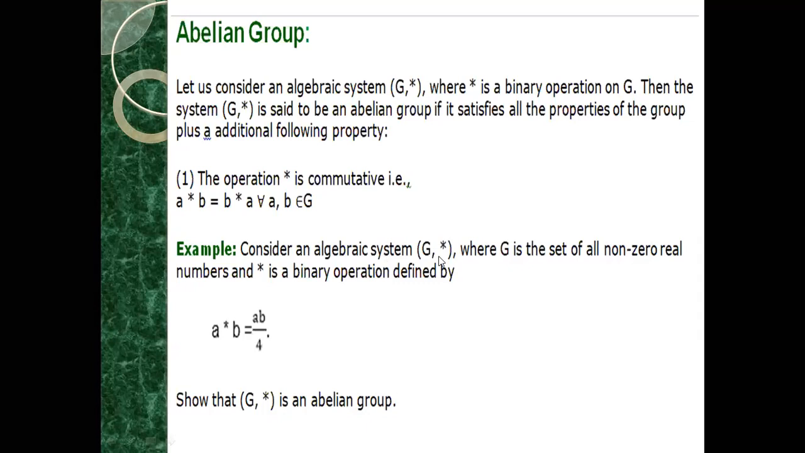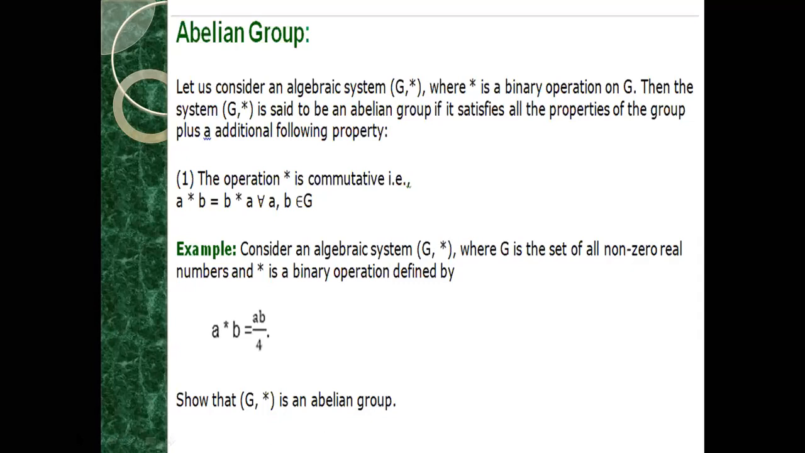An algebraic system (G, *), where G is the set of all non-zero real numbers and * is a binary operation defined by a * b = ab/4. Show that (G, *) is an abelian group.